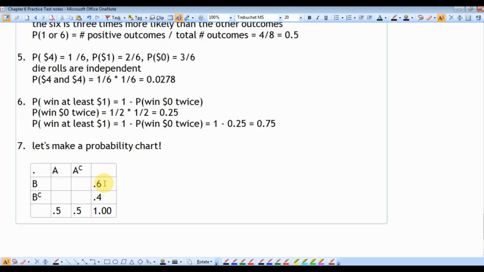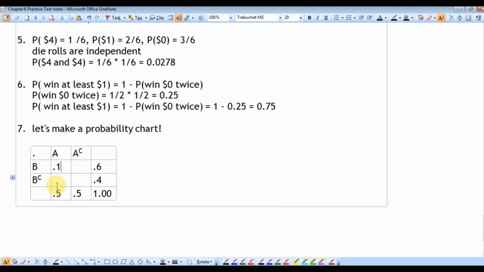Okay, we need one more piece of information, and there it is. The probability that both A and B will occur is 0.1. So I'm going to put a 0.1 here, and that should help me fill out the rest of the chart. Let's see, 0.1 plus 0.4 is going to give me 0.5. 0.1 plus 0.5 is going to give me 0.6. This needs to be, oh, that's got to be 0.